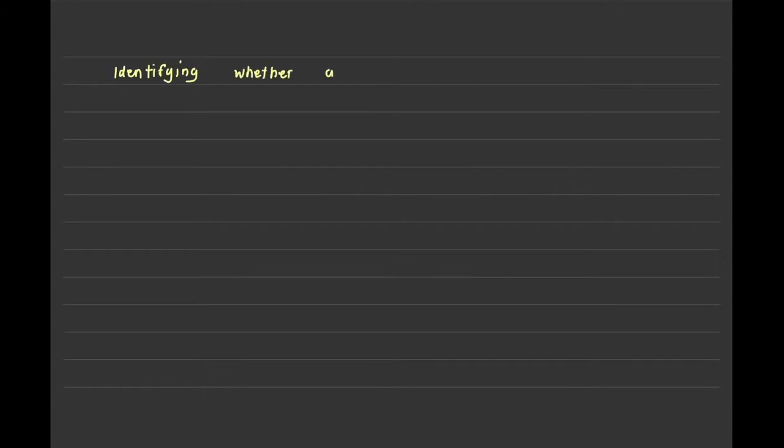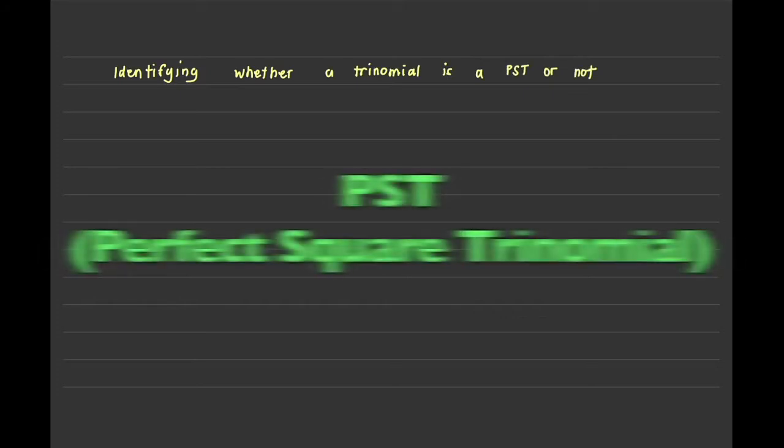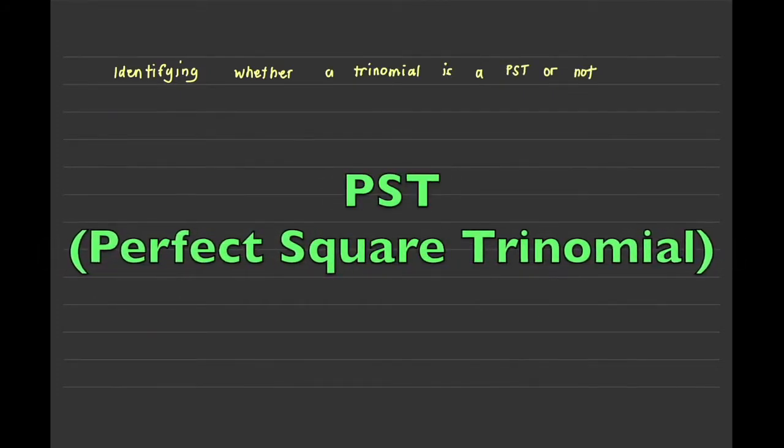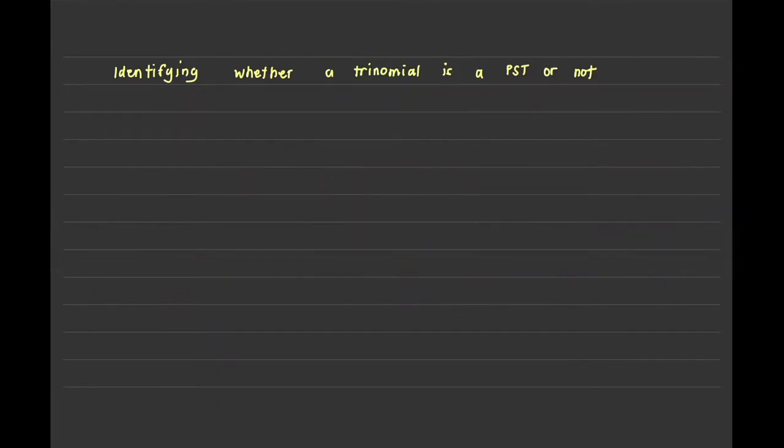Identifying whether a trinomial is a perfect square trinomial or not. Here, we will just be using PST as the acronym of perfect square trinomial. In doing so, we need to answer the following questions. Are two of the terms perfect squares?